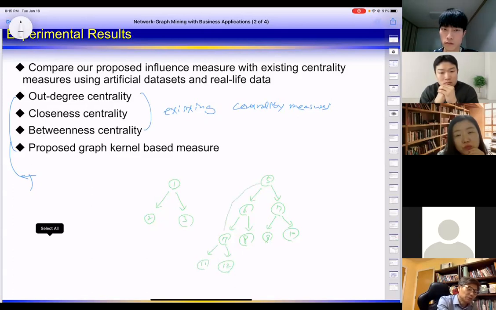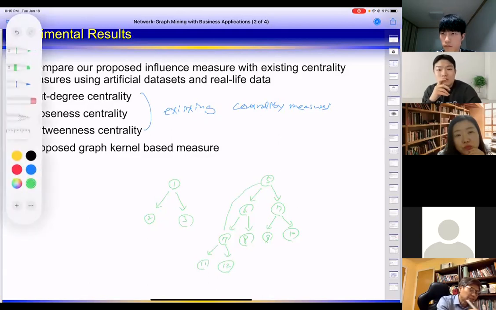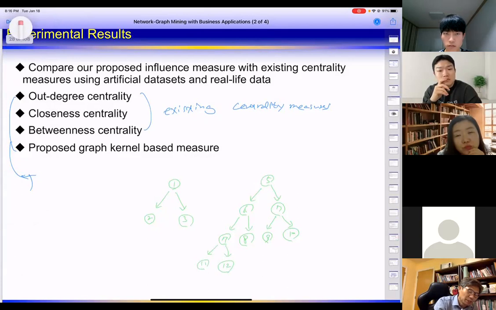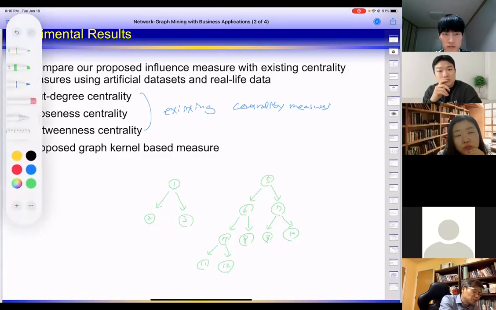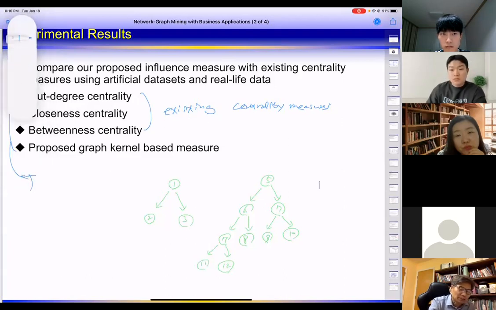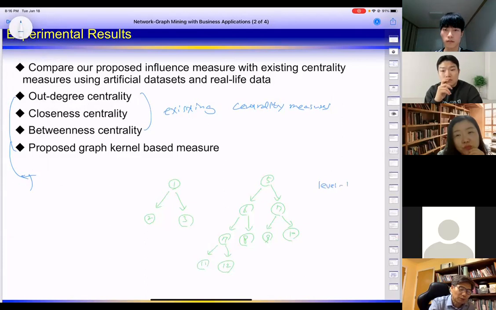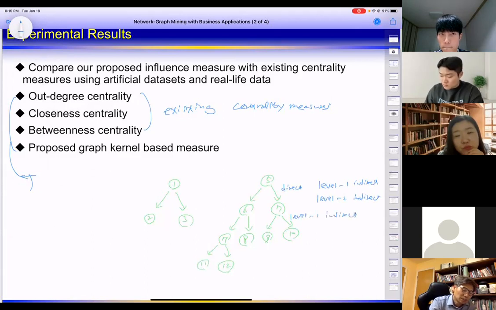Let me use a different color. This indirect citation concept is very important. In scientometrics, they started to use our idea a lot. Here I skip lots of things. Level 1 indirect citation. Level 2, we defined indirect. This is the direct one, right? Direct. Level 1 indirect. Here, level 2 indirect.